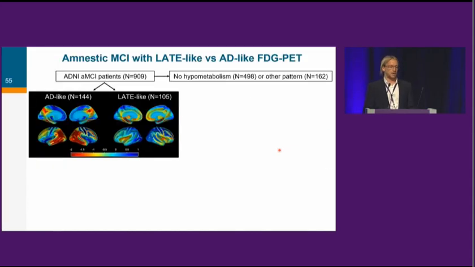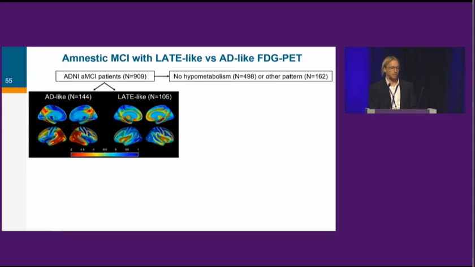Okay, so first, when doing the classification of the individual scans, we first found that a large portion of these amnestic MCI patients did not have sufficient degrees of regional hypometabolism that could be used for this pattern matching approach. And then others had a distribution of hypometabolism that was not consistent with either the AD-specific or the LATE-specific signatures.